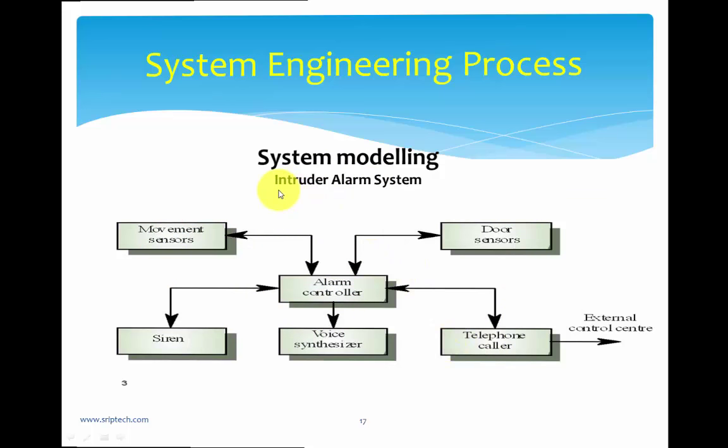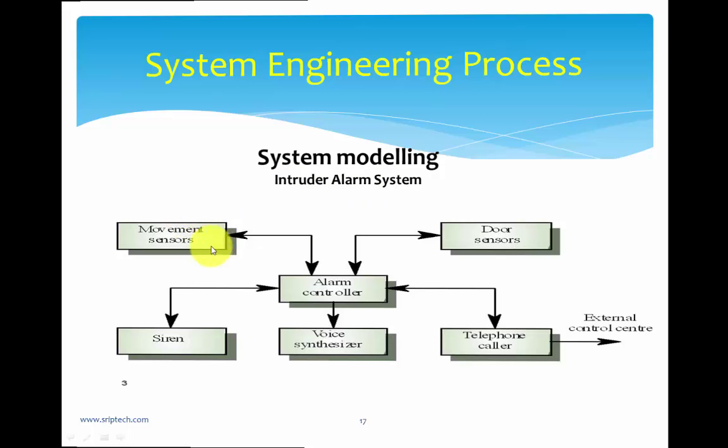Here I am using an example of an intruder alarm system. This intruder alarm system has many subsystems. You can see here you have a movement sensor, a door sensor, a siren, a voice synthesizer, and a telephone caller. Now who is an intruder? An intruder is a person who tries to break into any kind of system. For example, a robber entering your house can be called an intruder. The moment a robber tries to open the door of your house, the alarm should ring or you should get a telephone call. How do you do that? That is done using an intruder alarm system.